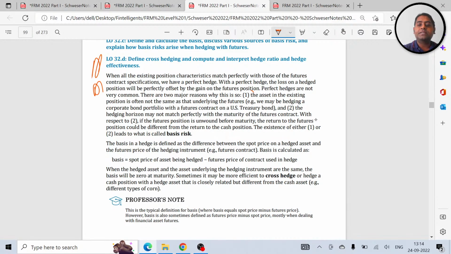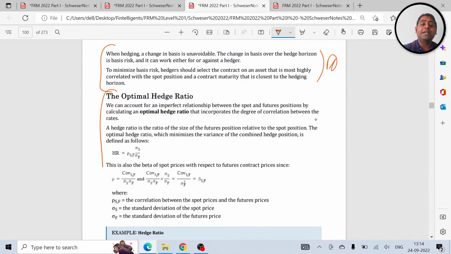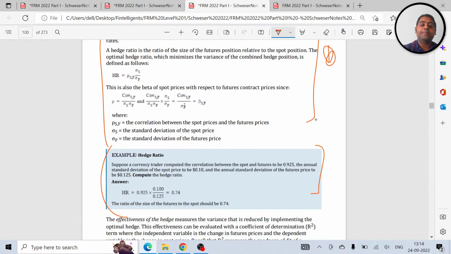Why do we face basis risk? That is also important. Okay. This entire section is important. Optimal hedge ratio, it has been tested. The same simple questions have been tested in the past exam. So don't skip that optimal hedge ratio.